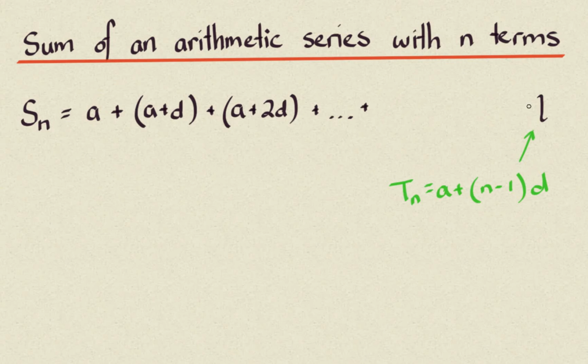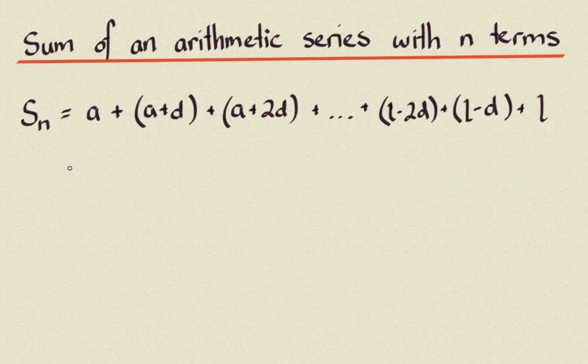And so what does that make the second last term if we're using L as the last term? What's the second last term going to be? Well, since the common difference is D, this is going to be D less than L. So the last term minus the common difference, D. And the third last term, well, that would be the last term minus 2D, right?